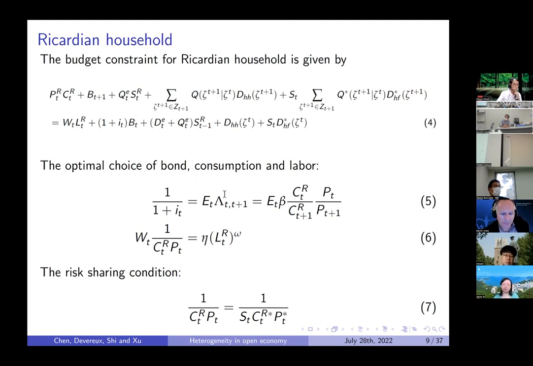So you can see that we are going to get the optimal choice. Like I said, they are like a standard intertemporal optimizing household agent. And then we are going to get the Euler equation and labor supply function. And more important, we have the risk sharing condition. But notice that the risk sharing condition is only for the recording household, because only the recording household can borrow and lend in the international bond market.